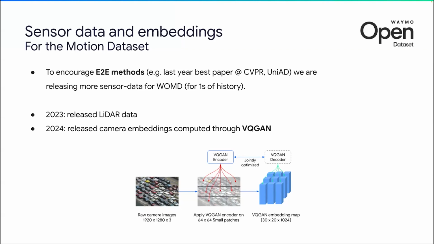And this year we have released camera embeddings coming from a VQ-GAN model. We took this approach because obviously having the whole camera images would have been very, very large in size. So we thought that it would be easier for users to just have embeddings coming from this model that we trained. And this has a very low reconstruction loss, so it basically contains all the information that you need to solve a certain task.